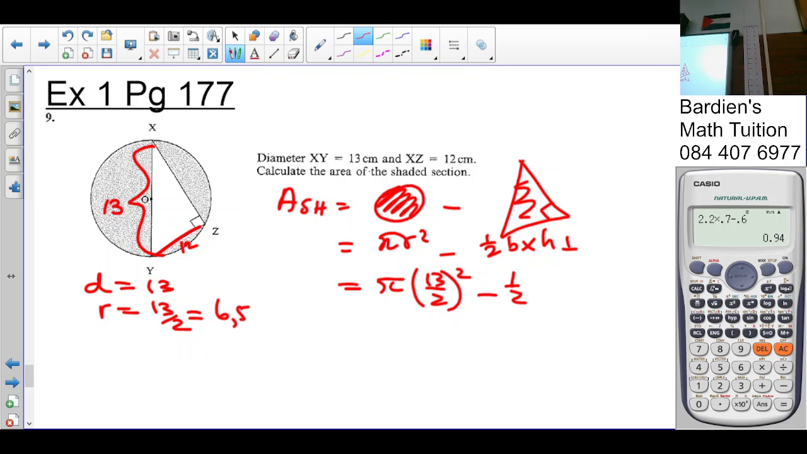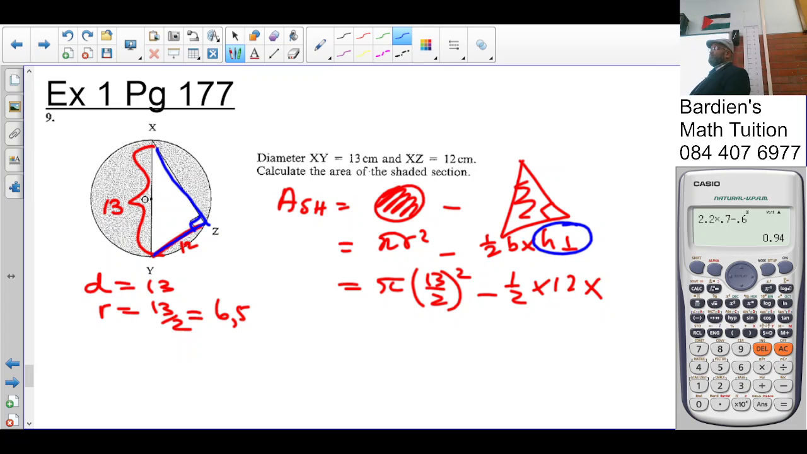If that is my base of 12, then what must the height be? The base is XZ. Yeah, if that is your base, then what is your height? YZ. So if this is your base, then that is your height. It doesn't matter. But it must be those two lengths. Why? Because there is your 90 degrees. That is why it's perpendicular. You guys understand? So do I have the length of XZ?